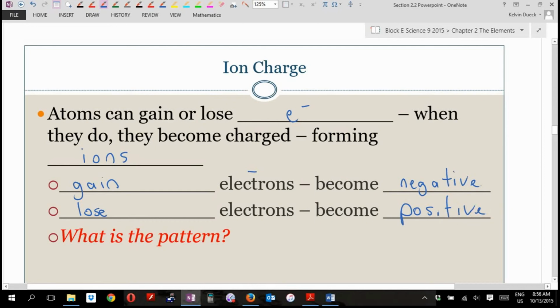I've told the joke already, right? Atom walks into a bar, says to the bartender, I've lost an electron. The bartender says, are you sure? The atom says, yes, I'm positive. There's the punchline.